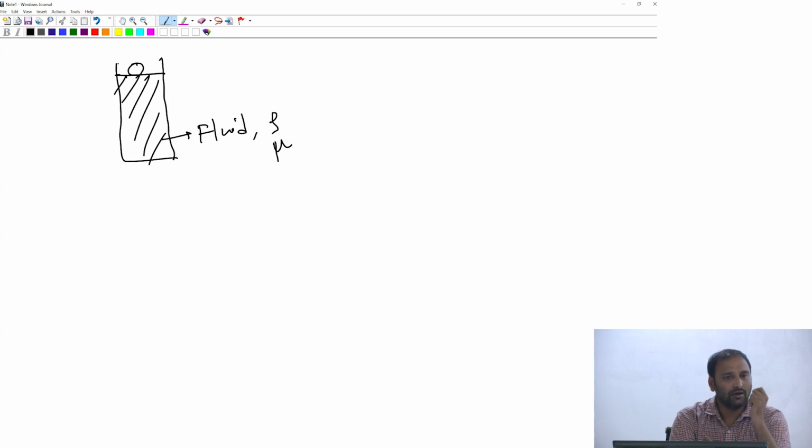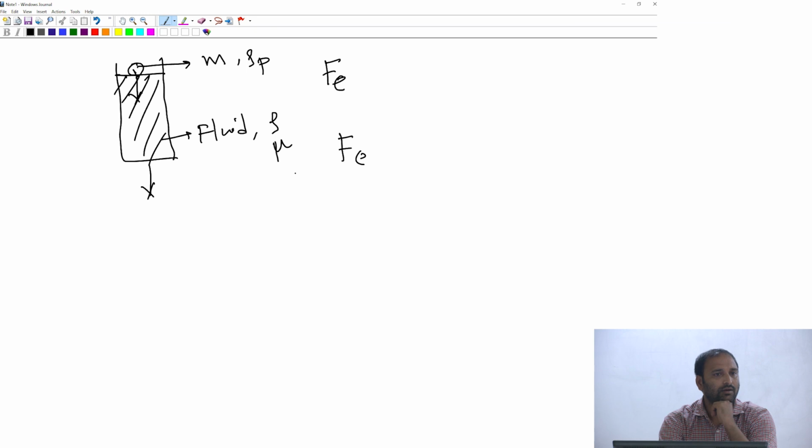I'm holding it. Let's say that the mass of the particle is m, and rho p is the density of the particle. Then I just let the particle move down under the influence of some external force. So let's say that the external force acting on the particle is Fe.